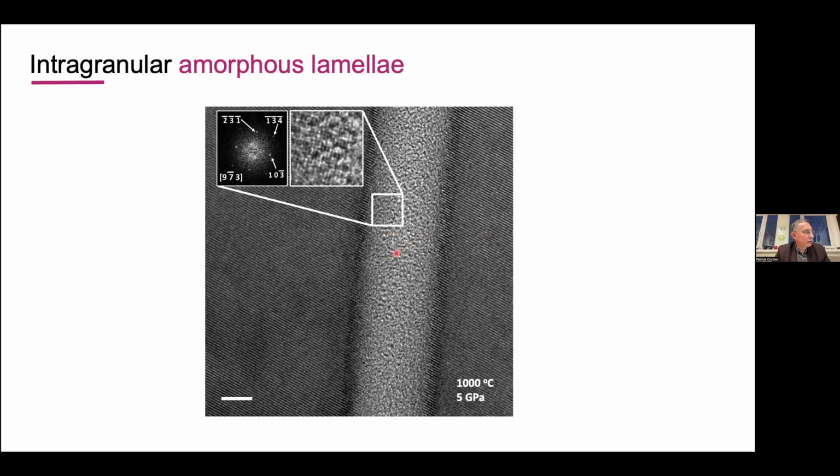Interestingly, this is something that we saw everywhere here. It's an intragranular amorphous lamellae, but also at grain boundaries. Very often we see a few tiny crystals inside the amorphous layer. At that stage, it was difficult to know whether that was some remnants from the crystal, so incomplete amorphization, or whether, because it's at 1000 degrees C, it was a nucleation, a recrystallization, if you like. Okay, we'll speak about that later.